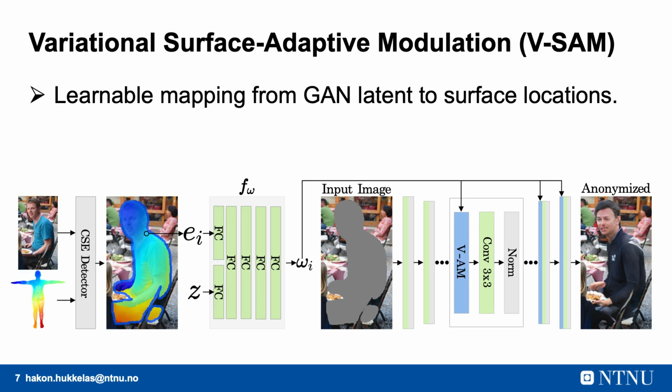We propose Variational Surface-Adaptive Modulation, where we introduce surface information in the start of the mapping network together with the latent code. This enables the GAN to directly map the latent code to relevant locations in the image. For example, it can map the attribute red shirt to the upper body independent of the upper body's position in the image.